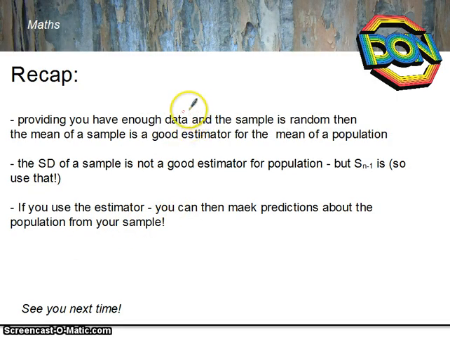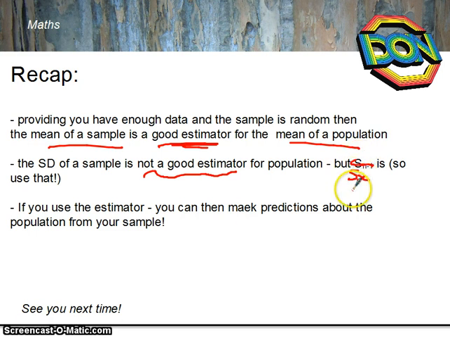So, providing you have enough data, so 20 odd pieces of data is plenty, 40 was lots there, and the sample is random, then the mean of a sample is a good estimator for the mean of a population. The standard deviation of a sample is not a good estimator for the population, but Sx or sigma n minus 1 is. So use that. And if you use the estimator, you can then make predictions about the population from your sample, like we just did. Okay, that's it.